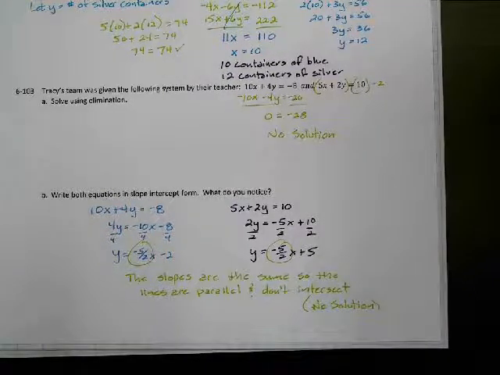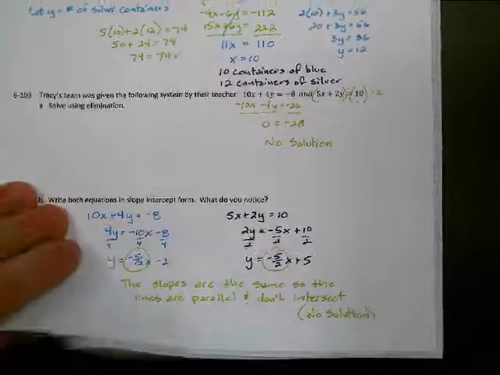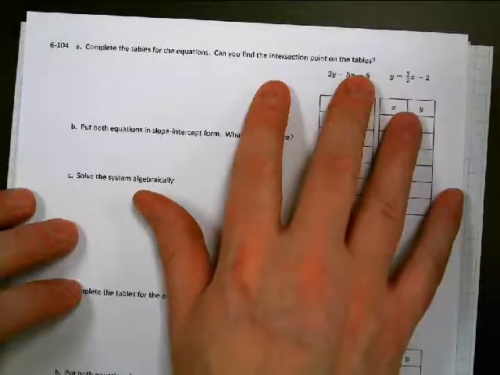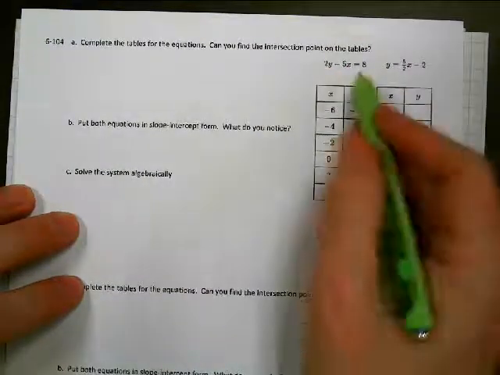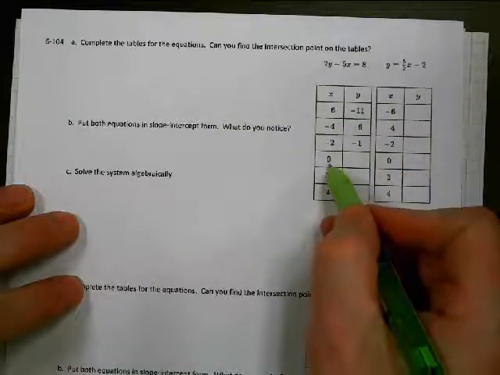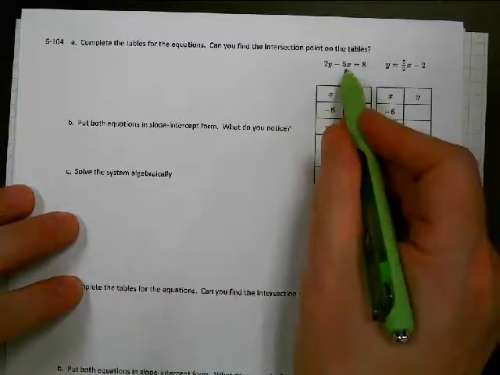All right, next page. We're going to complete the tables for the equations and see if we can find the intersection just by completing these tables. All right, so here's my first table. Let's plug in 0 for x. I get 2y equals 8, so y is 4.